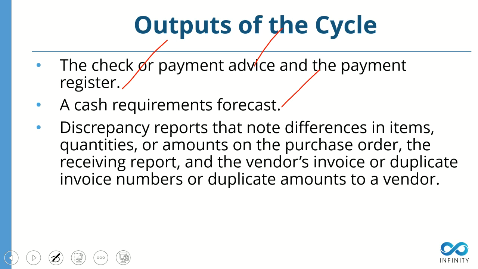A discrepancy report that notes differences in items, quantities or amounts on the purchase order and the receiving report. Suppose you order 10 items but you received only 9 items, one is missing. So that discrepancy report you can get through AIS, and a lot of things you can do, but this is only a few.